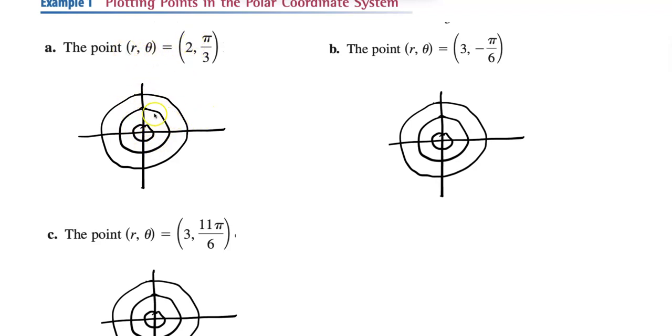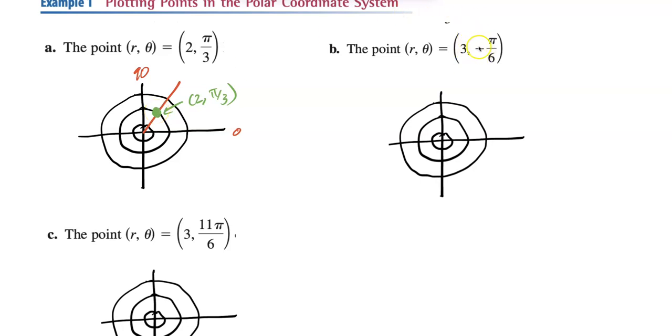Now R is 2, so we're going to get to this middle ring here, and then my theta is pi over 3. So pi over 3 is essentially 60 degrees. So if this is 90, this is 0, or pi over 2, pi over 3 is something like over here. But our real answer is the point right there. That is 2, pi over 3. We go to an angle of 60, then we hit the pole at 2 from the radius.